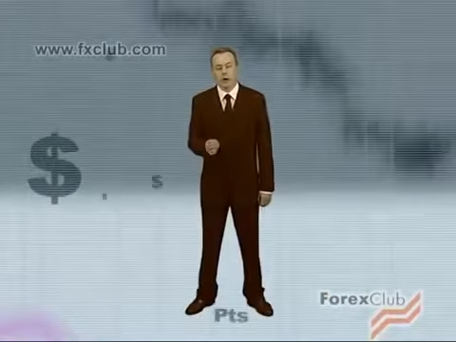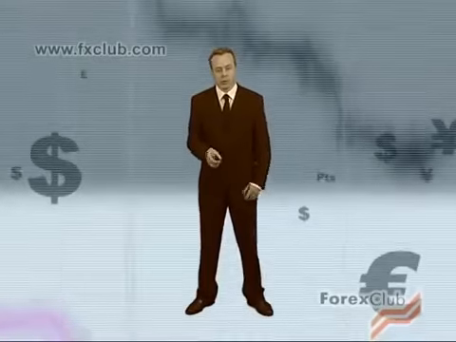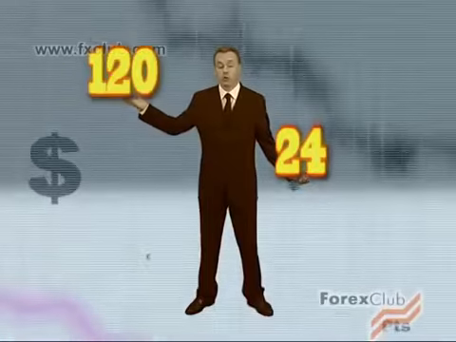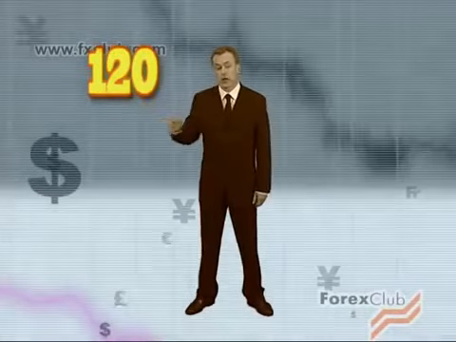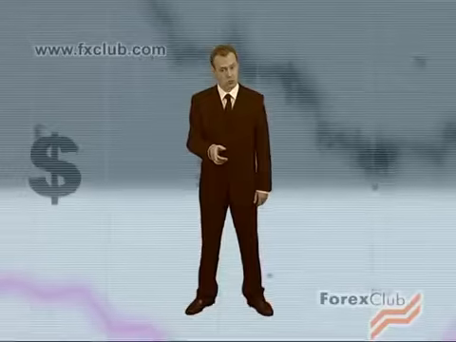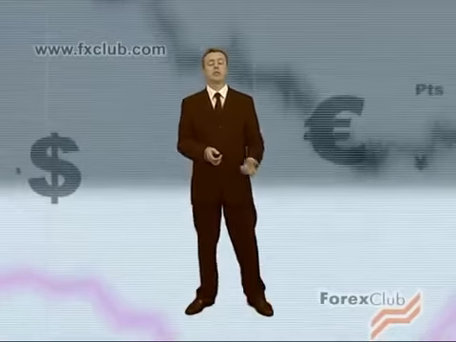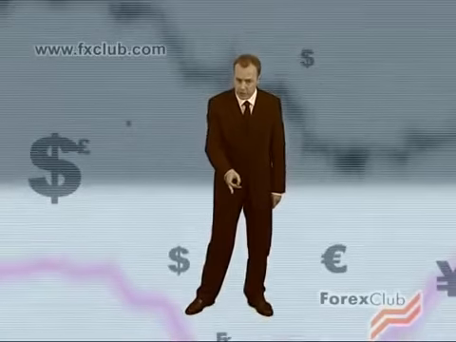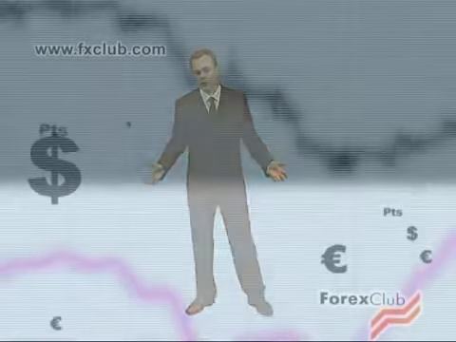When we're working on hourly charts, we use time periods of 12 and 72, or 24 and 120. 120 hours, that's 5 trading days. It's a week. 72 hours gives us 3 days. The key natural cycles here are the trading day and the trading week.